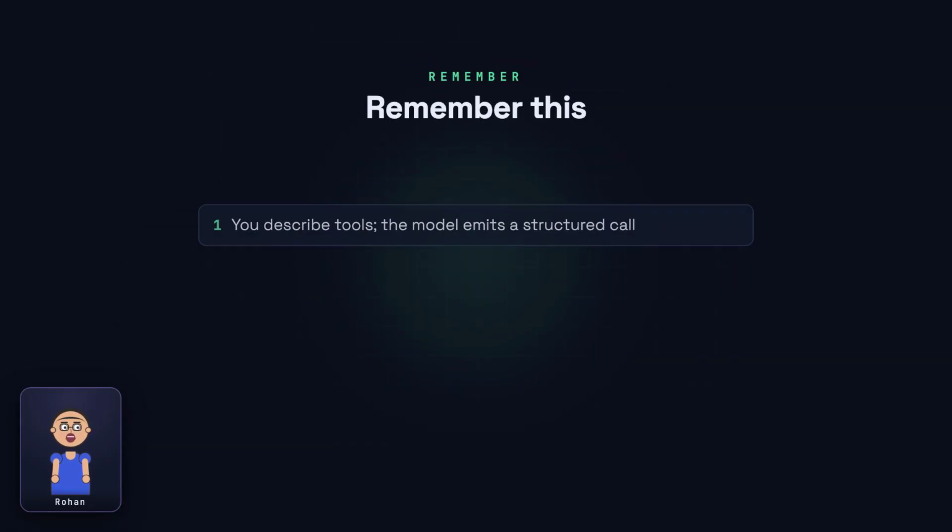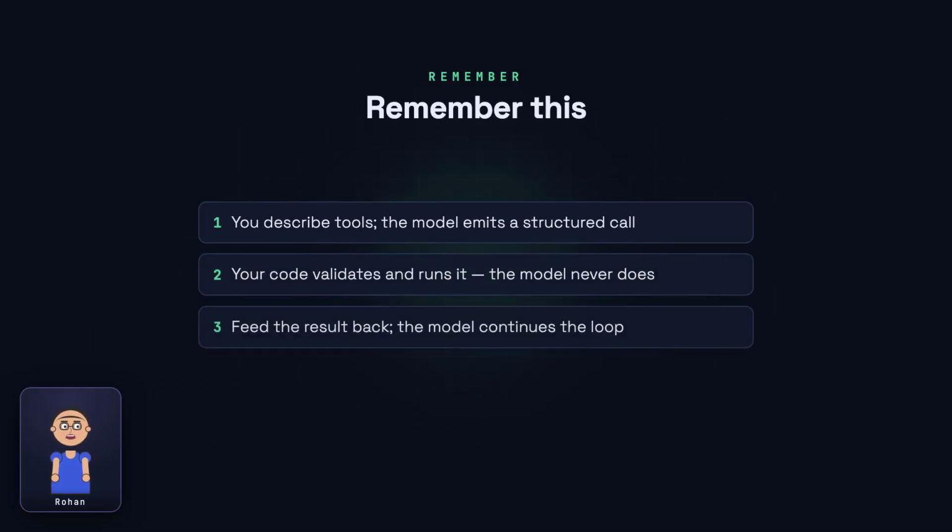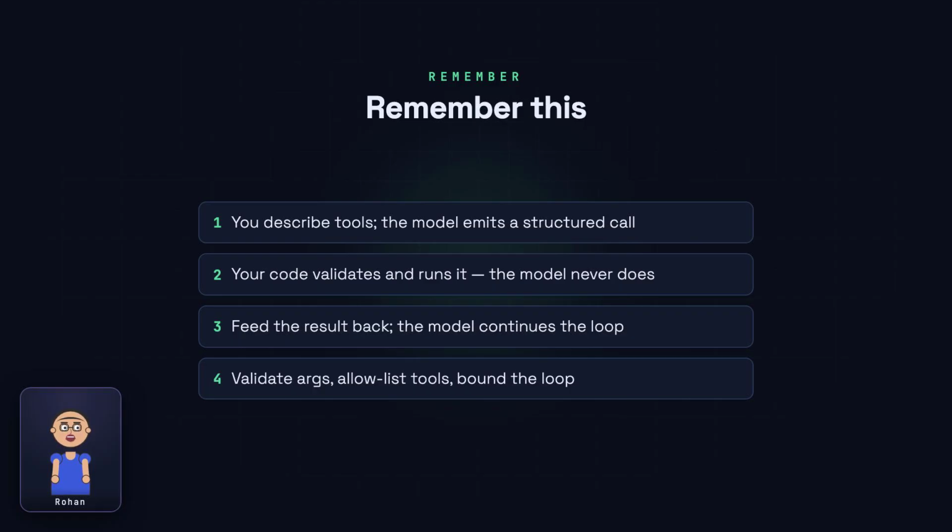To recap, you describe tools. The model emits a structured call. Your code validates and runs it. The model never executes anything. You feed the result back, and the model continues reasoning. When reviewing, always check for validation, an allow list, and a bounded loop. That's tool calling.